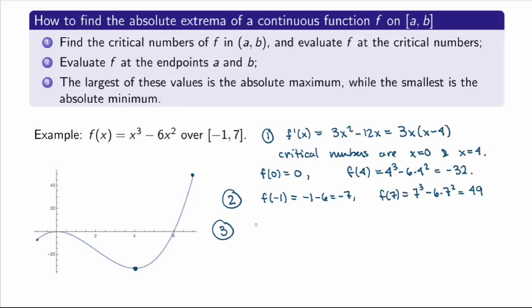So I look at the four values and I conclude right away that the absolute max will be f of 7, which is 49, which is the maximal value out of these four values. And the absolute min will be the smallest of these values, which turns out to be f of 4, which is minus 32. And that's indeed what we've said all along. This is here the absolute min, which is also a local min, and the absolute max is at the endpoint x equals 7.